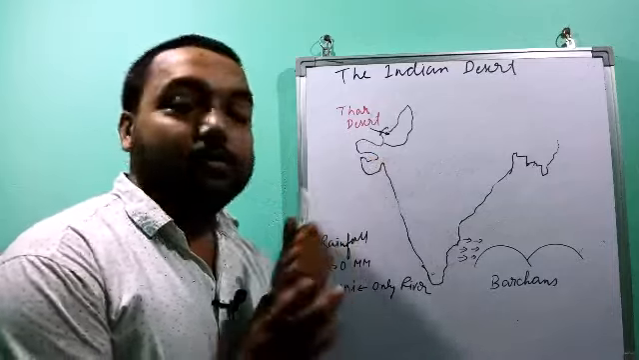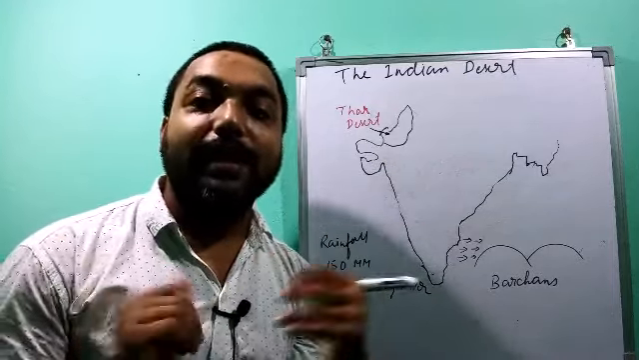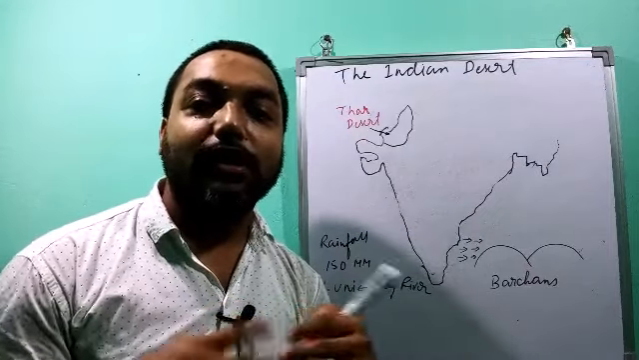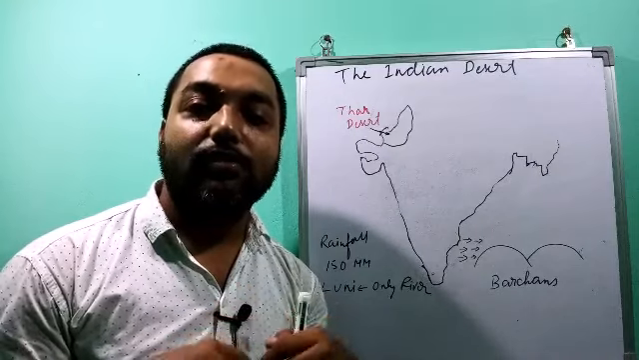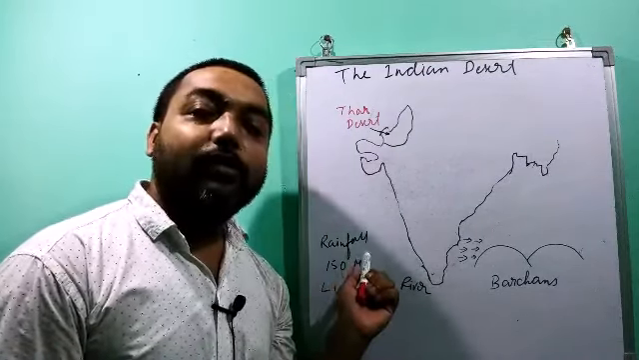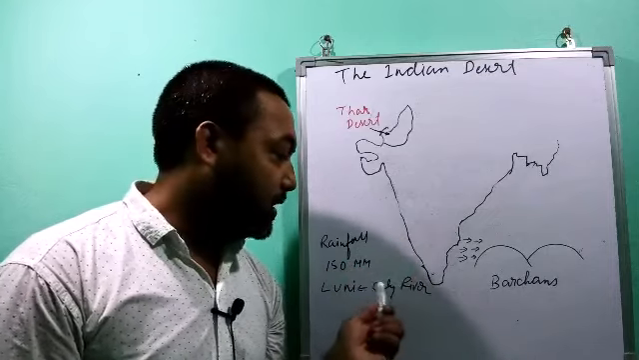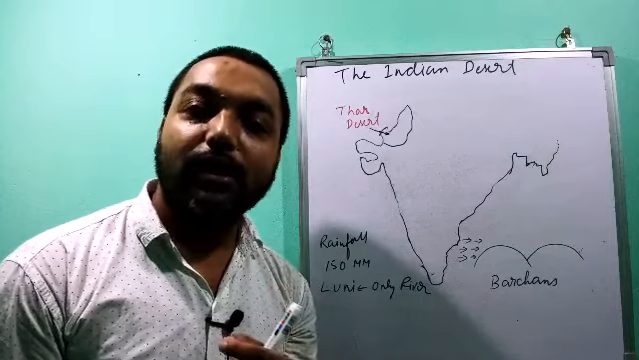This Thar desert is a totally big sandy land. It is totally covered with sand and is an arid region. The climate is arid, that is no rainfall and totally dry. The annual rainfall in the Thar desert is around 150 millimeter. 150 millimeter is very less.